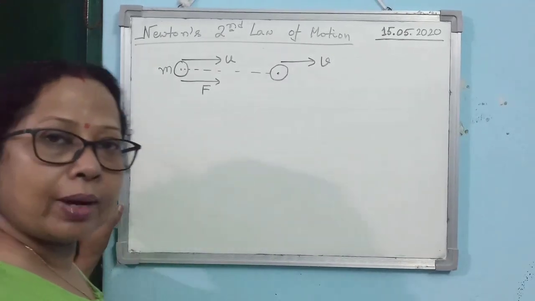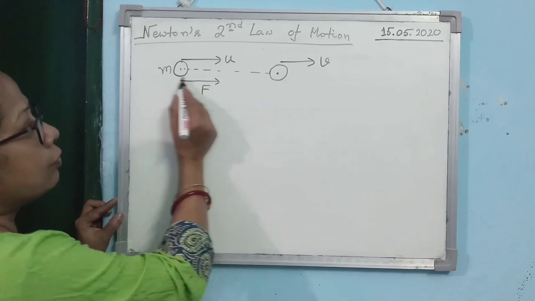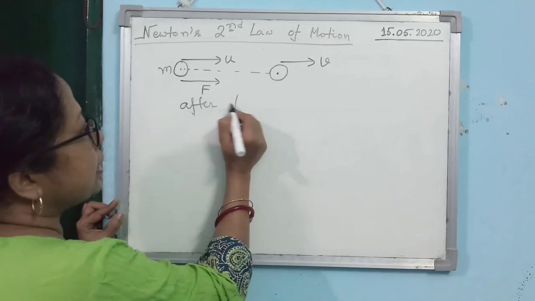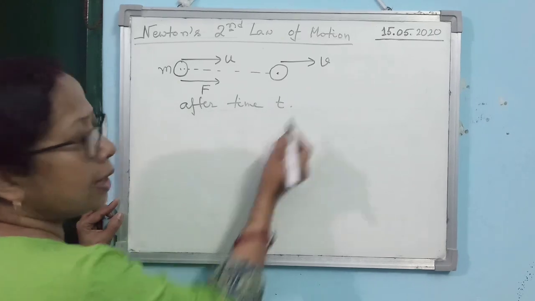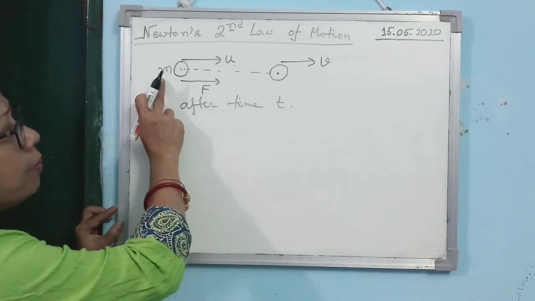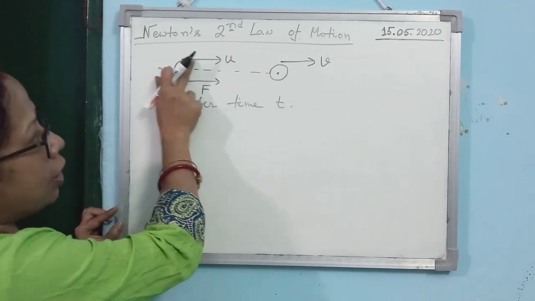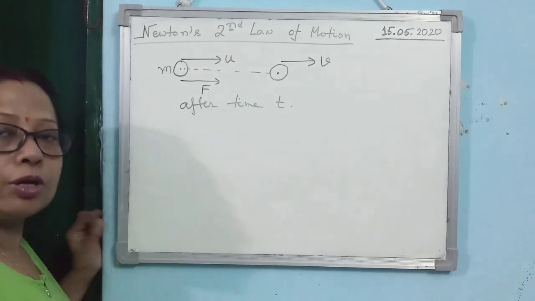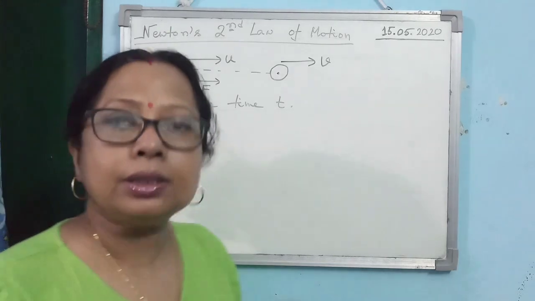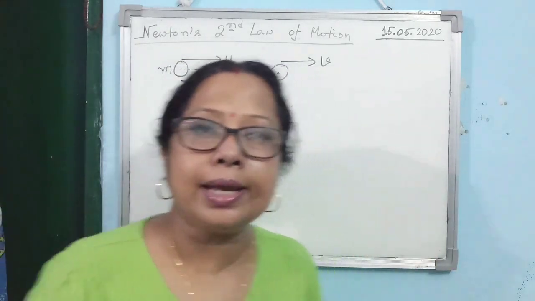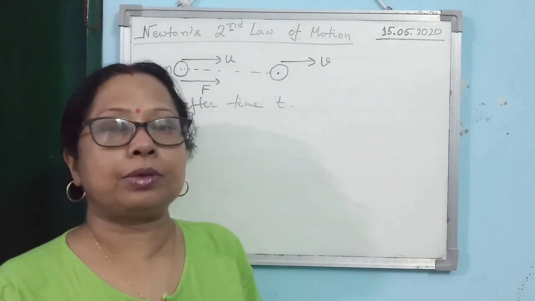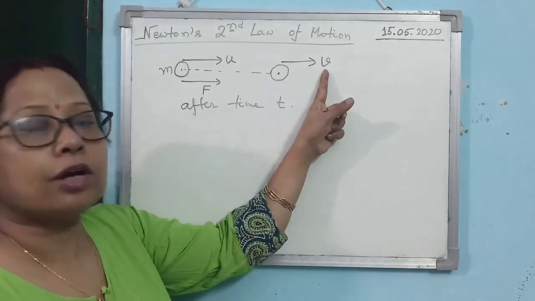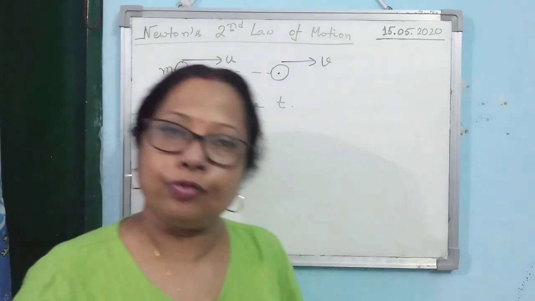Clear to everybody what I said? The velocity of the body becomes v after time t. A body of mass m is moving with the velocity u in this direction. A force F is applied on the body along the direction of motion of the body, and under the action of the force, after time t the velocity of the body is becoming v.